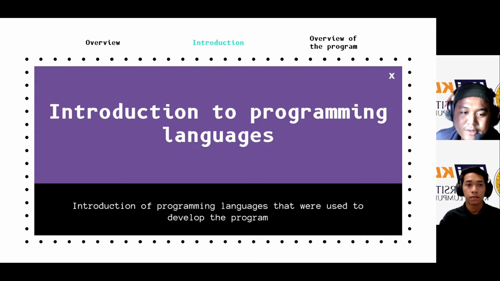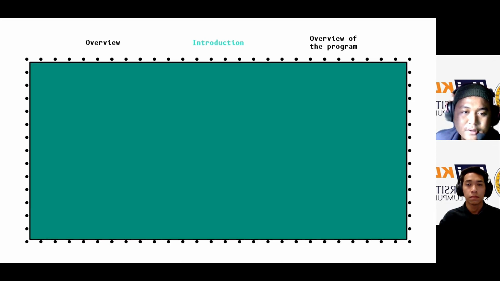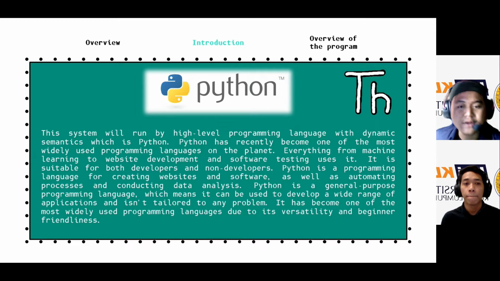Introduction to programming languages. This system will run on a high-level programming language with dynamic semantics, which is Python. Python has recently become one of the most widely used programming languages on the planet. Everything from machine learning to website development and software testing uses it. It is suitable for both developers and non-developers.